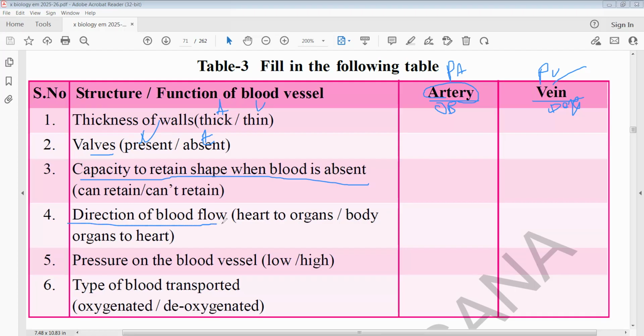Direction of blood flow. Arteries carry blood from heart to body parts, and from body parts to the heart are veins. Next, pressure on the blood vessel. Arteries have high pressure. Veins have low pressure. So arteries supply the oxygenated blood, and veins supply the deoxygenated blood.